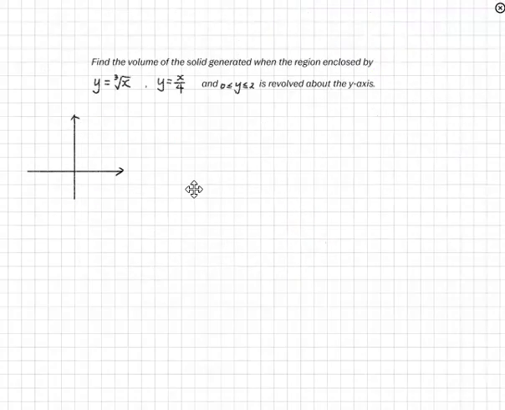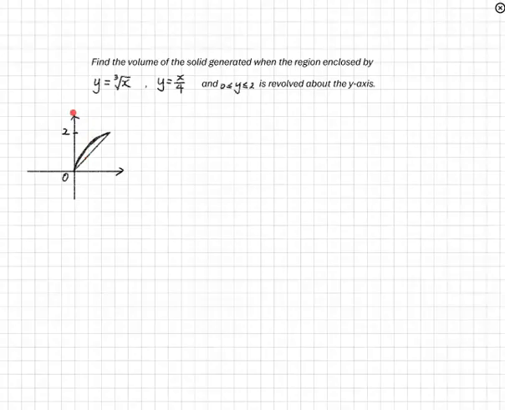Let's have a look at this example here. Find the volume of the solid generated when the region enclosed by these two functions, with the given restriction for y, is revolved about the y-axis. Let's quickly draw the picture. y equals the cube root of x. I'm just going to draw the curve that is on the right-hand side of the x-axis. And then you have y equals x on 4. That's just a straight line. And this is 2, and this is 0.